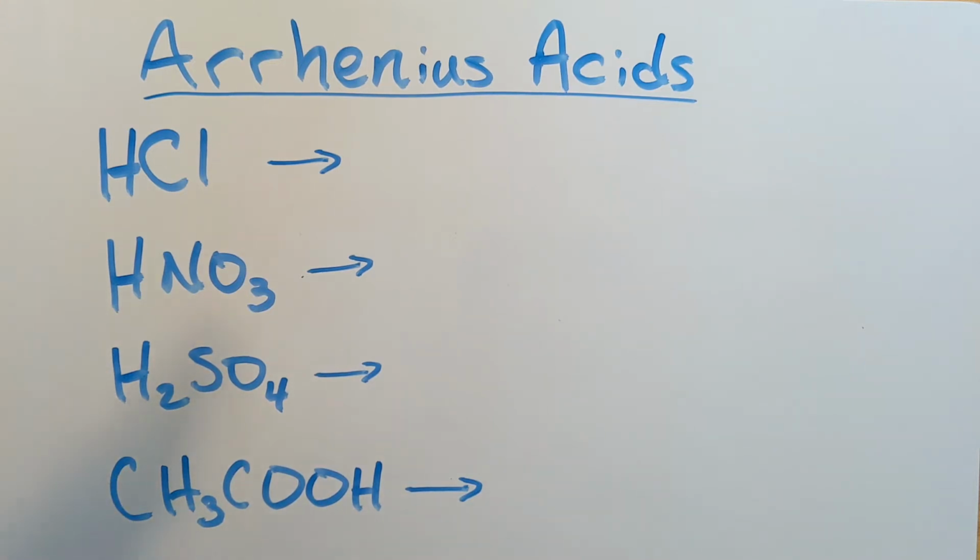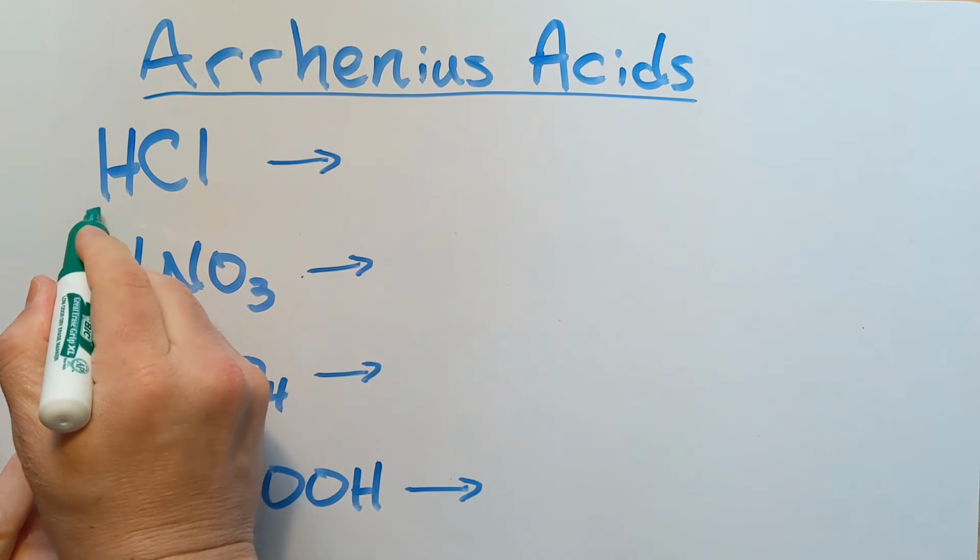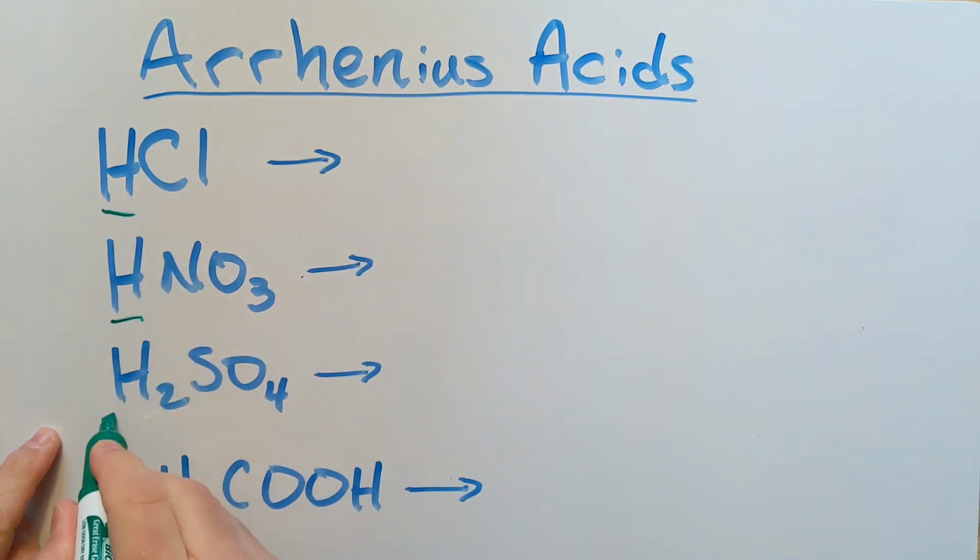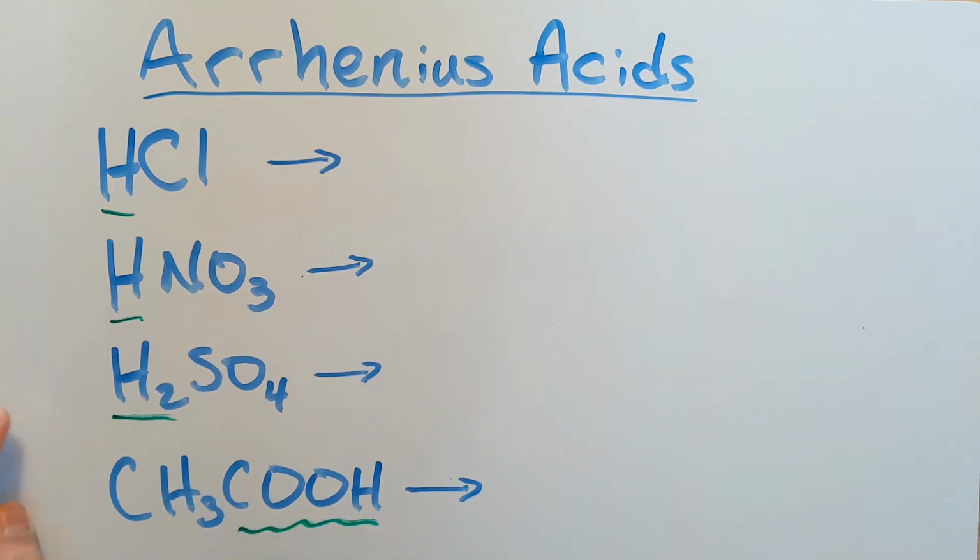So how do we recognize these? First off, if we take a look at all these compounds here, we've got hydrogen in front of three of them. But what about that last compound, CH3COOH? That is still going to be an acid. It's an organic acid, and it ends with this COOH ending here. So this is going to be the key for us in recognizing it. The acids are either going to start with hydrogen in front, 1, 2, or 3 hydrogens, or they're going to end with this COOH.